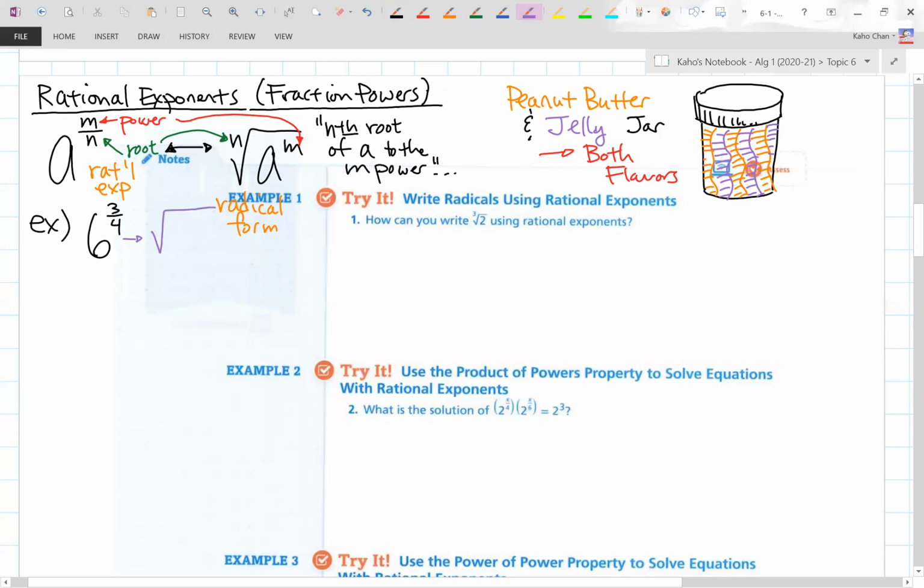Write the radical first, write the base right there. The top number is the power, so slap it on right there to the 6. The bottom number is the index or the root. That goes right there, okay? That is the root or the index. Let me write that down.